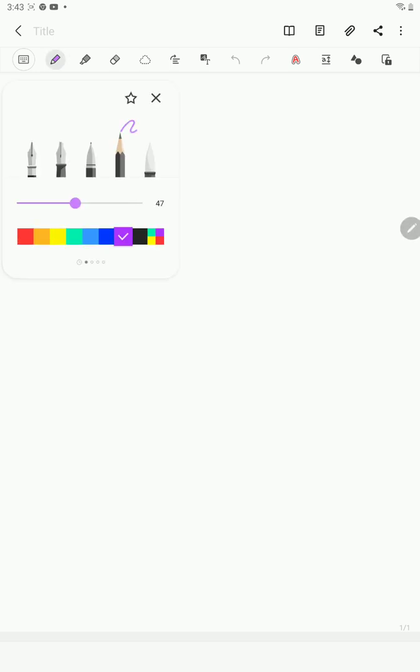Hi guys, today we are going to start a new chapter and we are going to take notes on it. So let's get started. Today we're going to talk about matter, properties, and phases.